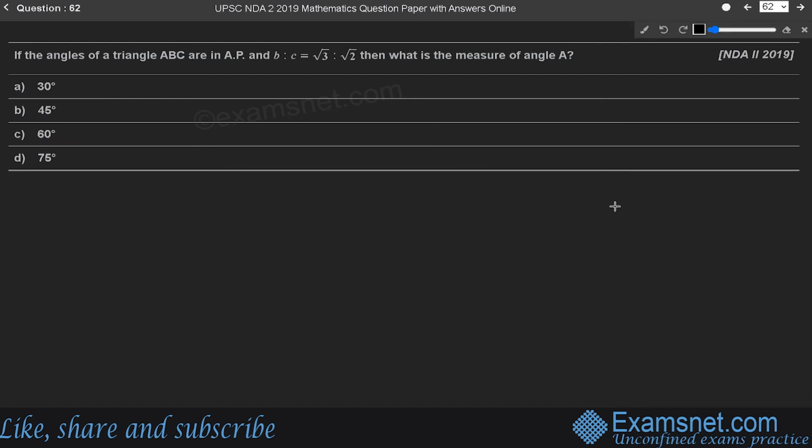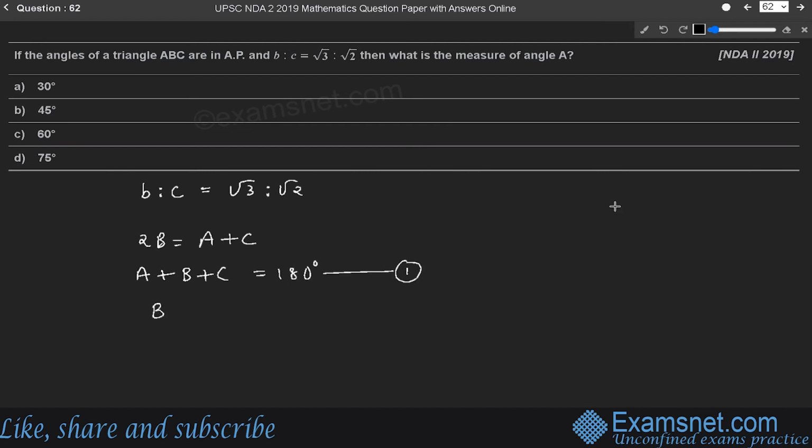It is given that A, B and C are in AP and B ratio C is equal to root 3 is to root 2. So 2B will be equal to A plus C. And we know that A plus B plus C is equal to 180 degrees. Let this be equation number 1. So from here we can say that B will be equal to 60 degrees.